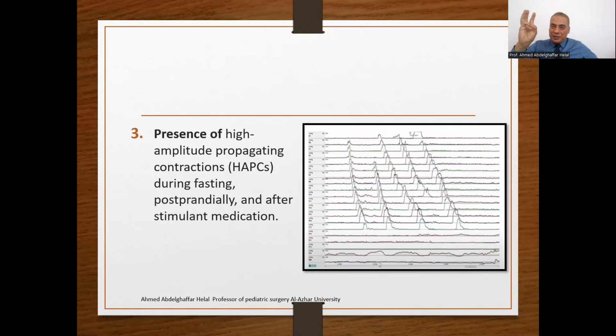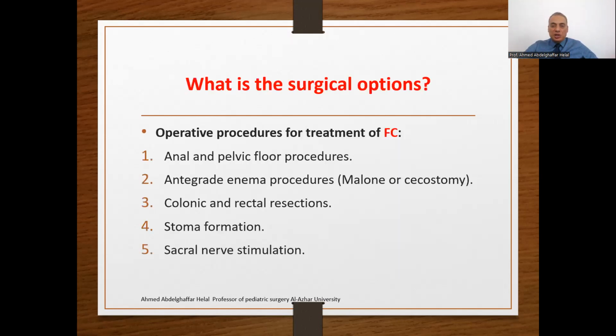Number one, X-ray and barium and water-soluble contrast enema. Number two, MRI if indicated. Number three, anorectal manometry. Number four, the transit study; there is a debate about transit studies in children. And the fifth is colonic manometry, which is essential, to diagnose pressure abnormalities, neuropathy, myopathy, and the absence or presence of high amplitude propagating contractions during fasting, postprandially, or after stimulant medication. So the question now: what is the surgical option?